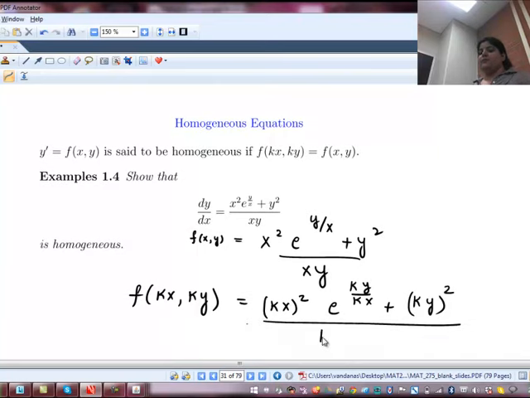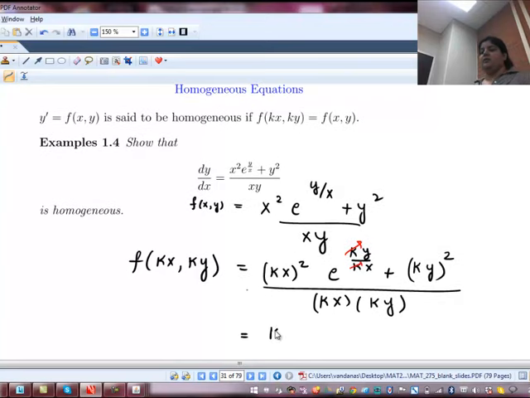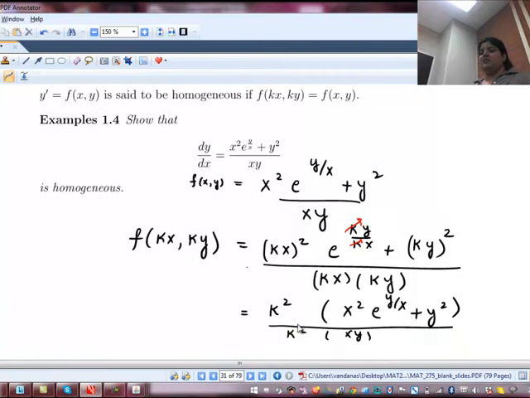First order, k x times k y. Now I can see k square can come out and this k can cancel, and k square can be pulled out, which we can get rid of from the denominator. So which is the same as the slope field f of x y. So that means this is homogeneous. Okay. Now if it is homogeneous, you will make a substitution here.